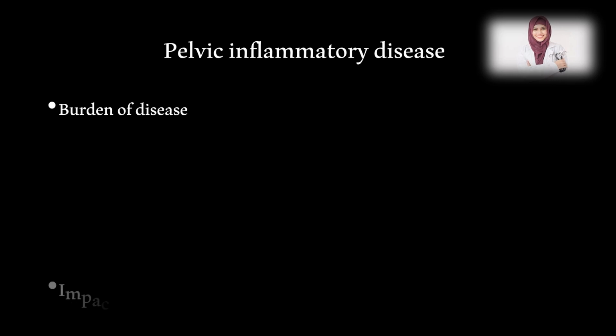Now the burden and impact of the disease. In developed countries, it is suggested that about 2% of young women in the UK give a history of PID, and about 1 in 50 consultations made by young women with a general practitioner are related to PID. In developing countries like Pakistan, to dig out the prevalence is very difficult. However, some studies even suggest a prevalence of PID up to 27%. And the most common causes here are chlamydia and gonorrhea.